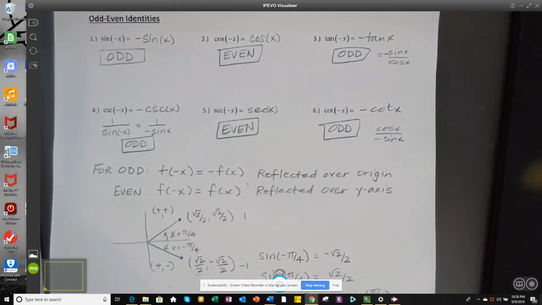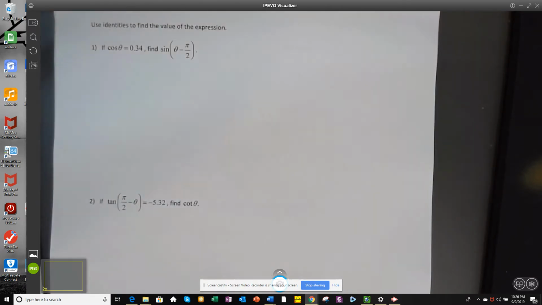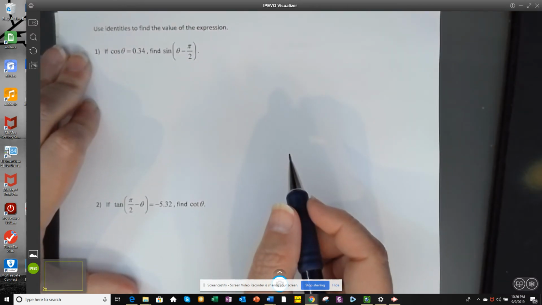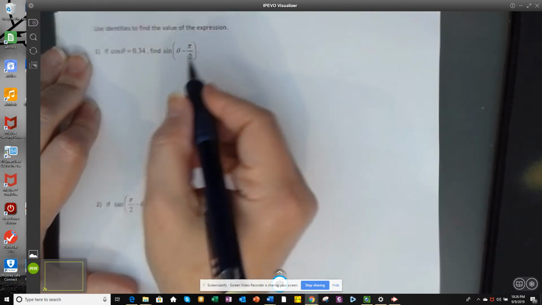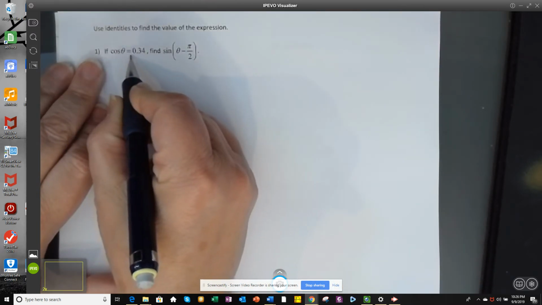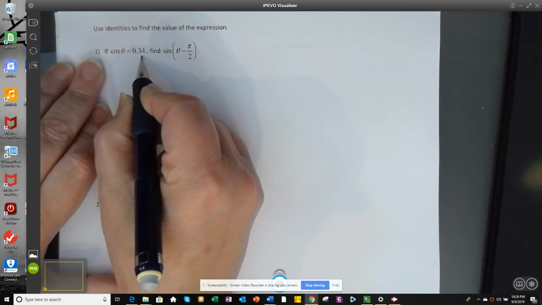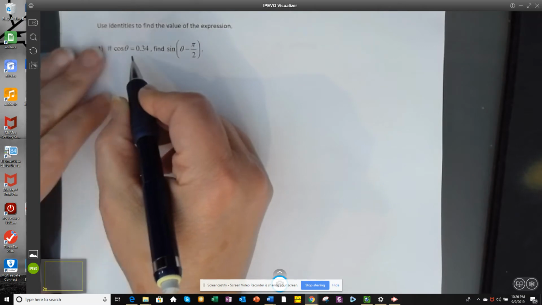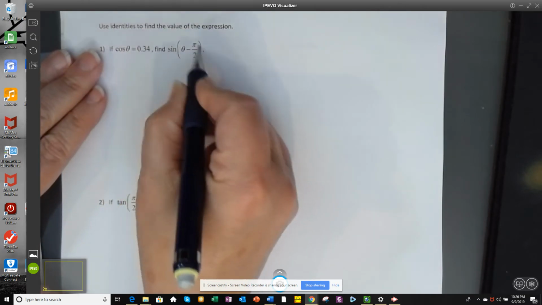So we're going to work a whole bunch of examples to show you how to solve some problems with these, like right now. All right. So use identities to find the value of the expression. Well, I know that cosine of theta equals 0.34. Okay, so I've got to think of a way to find this expression.